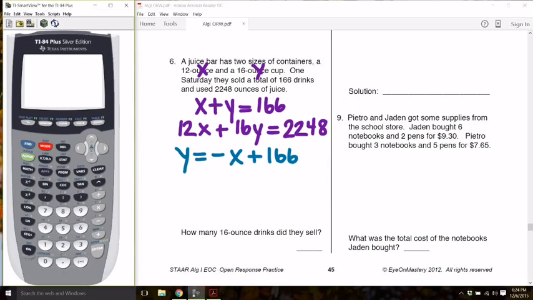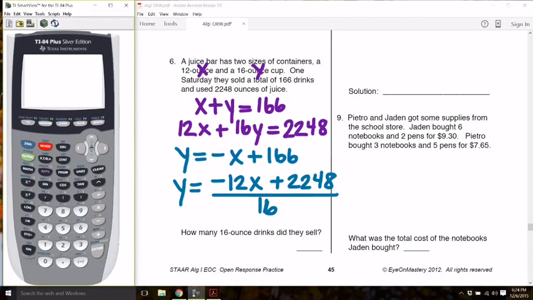The second equation I'm going to do in two steps. I'm going to write y equals, I would move my 12x to the other side and it would become a negative 12x plus the 2248 that was already there. Then I would have to divide everything by the 16 that was multiplied by the y. And I'm going to let my calculator do the work for me so that I don't have to divide everything out. So I'm going to pause and type this into my calculator, and then we'll go from there.